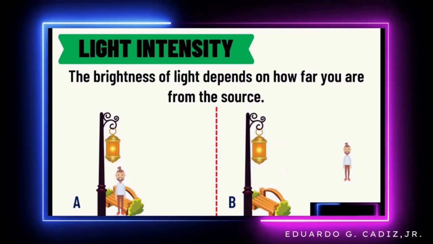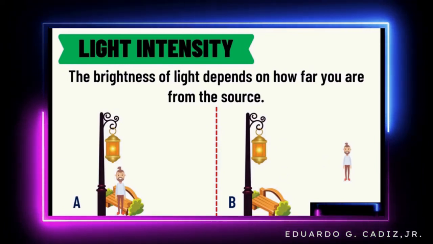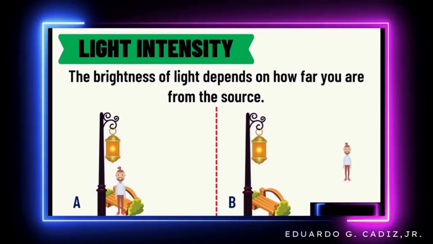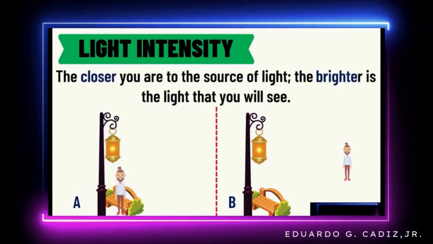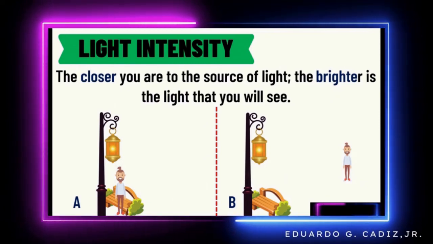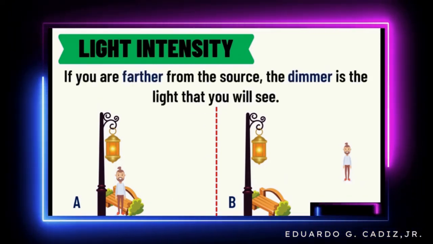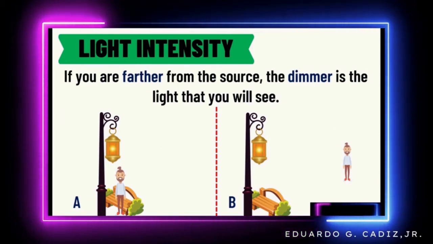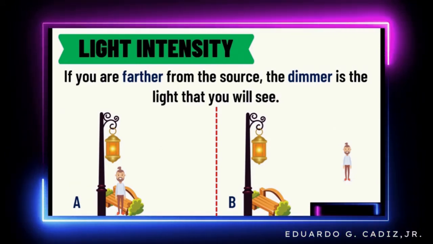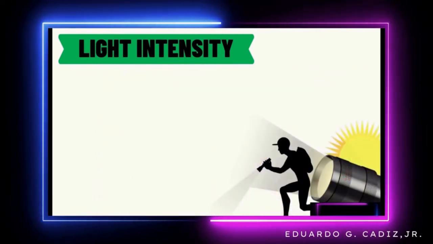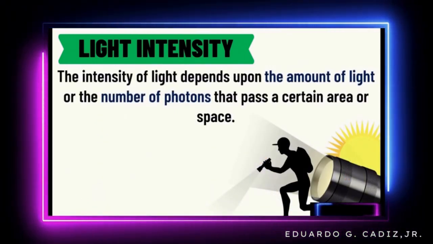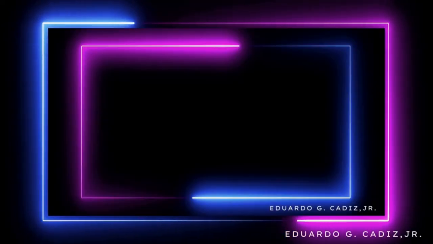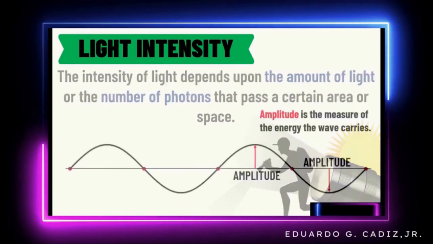Observe the following pictures. In which scenario will you see a brighter light? Correct. It is in picture A. The closer you are to the source of light, the brighter is the light that you will see. On the other hand, if you are farther from the source, the dimmer is the light that you will see. Always remember that the intensity of the light depends upon the amount of light or the number of photons that pass a certain area or space.